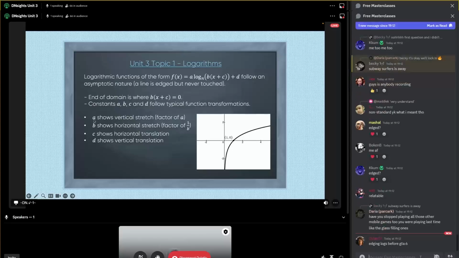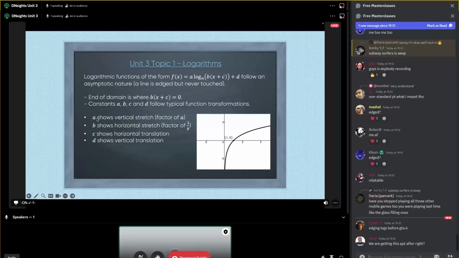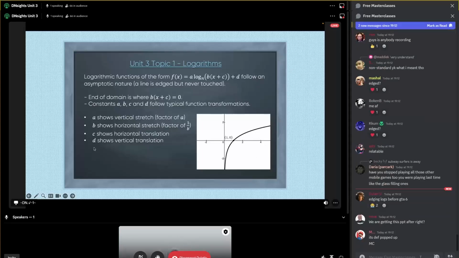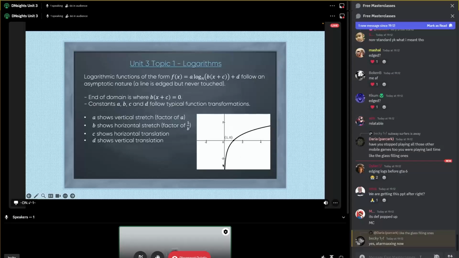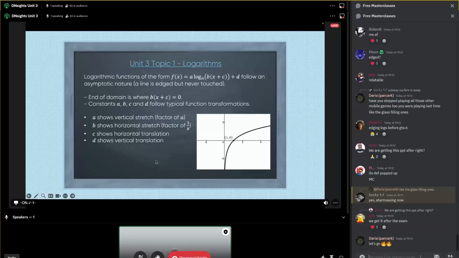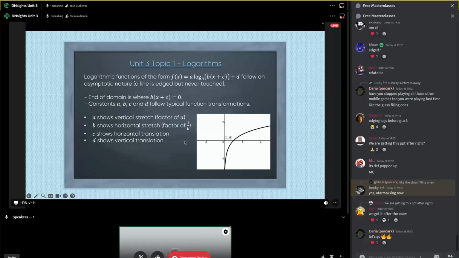So if we have a here, that's the vertical stretch of the function. So that would make this more skinny over here or more fat there. b is horizontal stretch, so it could come out this way. It's always a factor of 1 on b. If they put that as a complex familiar, don't forget that. And then c and d are just added on to x and y specifically. So they just shift the curve up and down, left and right, and so on.